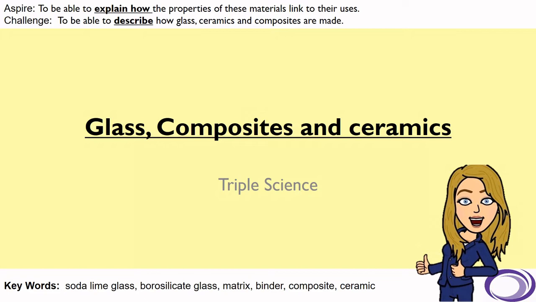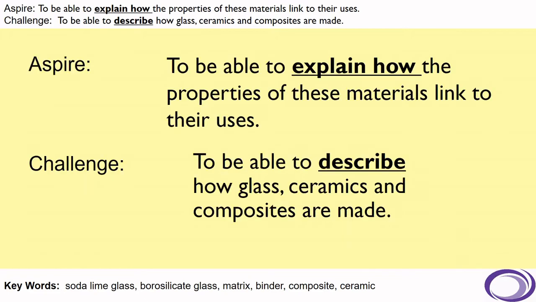This lesson is on glass, composites and ceramics and is aimed at our triple science students. Our challenge today is to be able to describe how glass, ceramics and composites are made. Our aspire is to be able to explain how the properties of these materials can link to their uses.